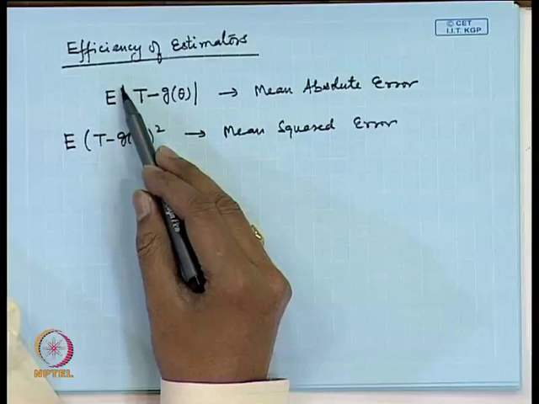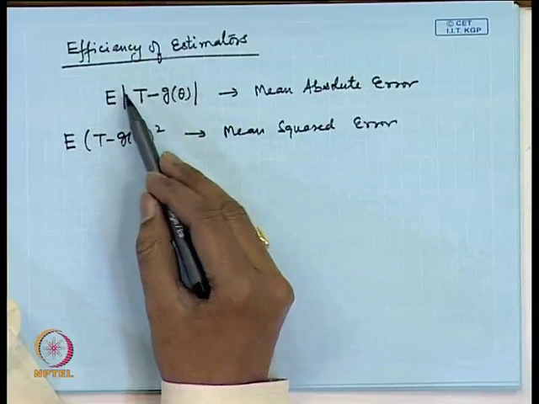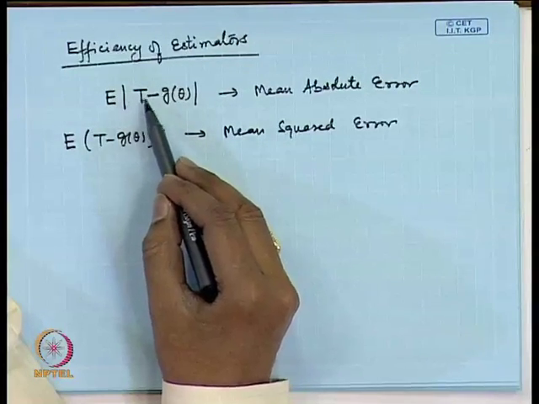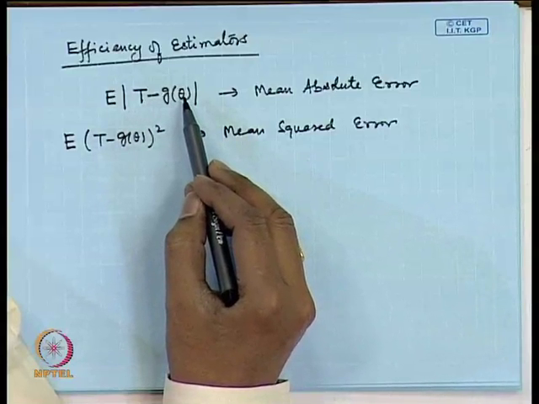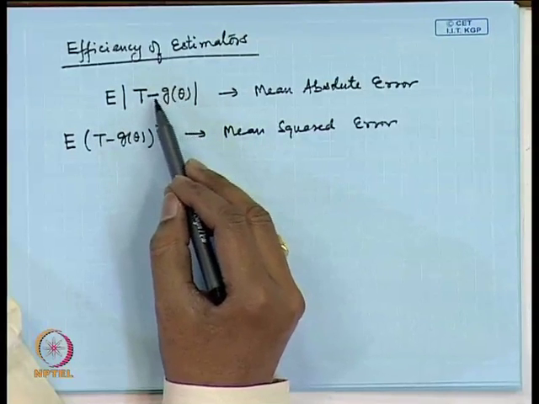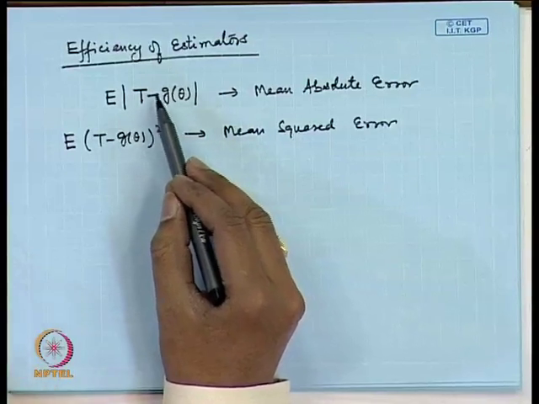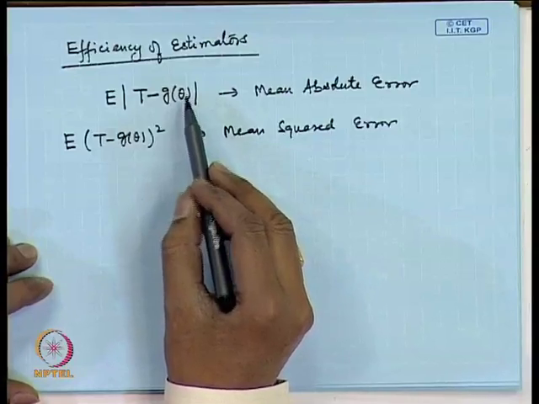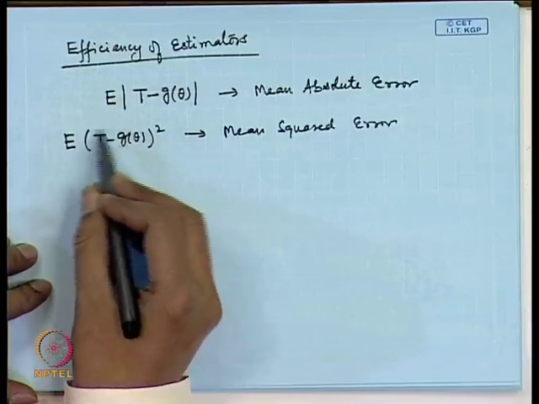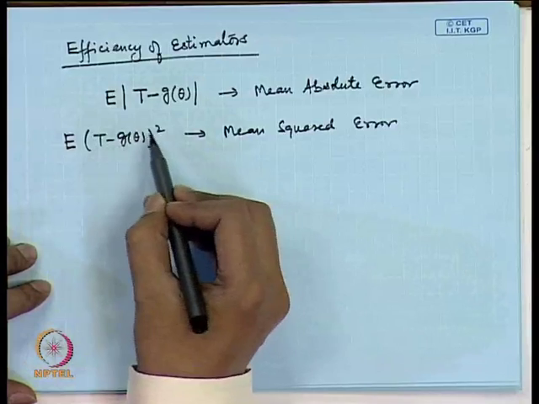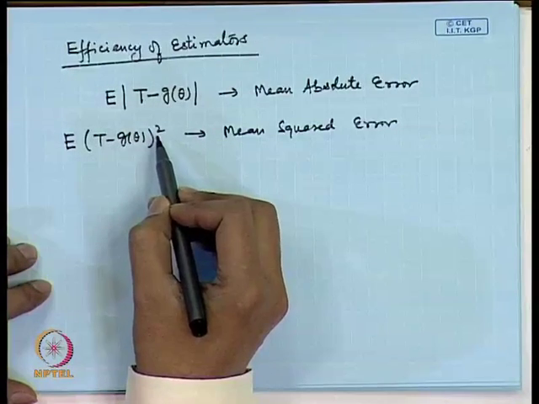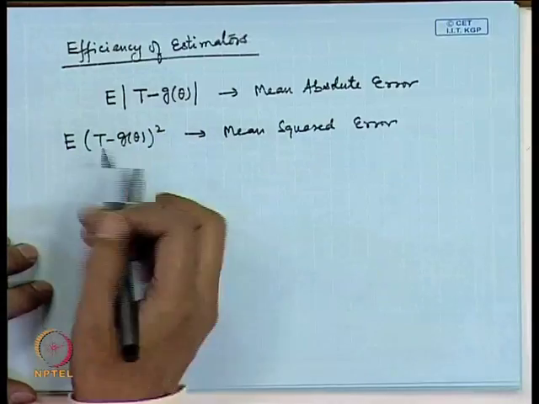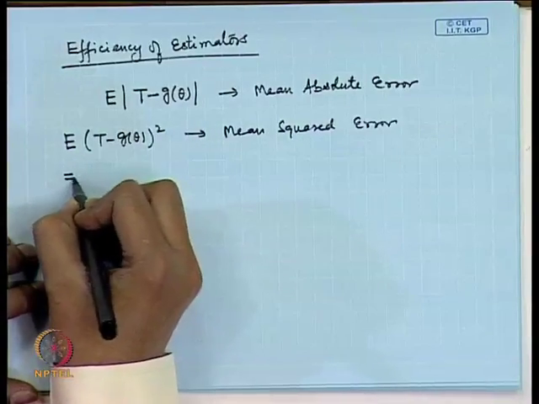Second point is that mathematically, this function is not easy to handle. The main problem is that the modulus function is not smooth, because it has a corner at t equal to g theta. Whereas, if we look at the mean squared error, it is easy to evaluate and it has a simple interpretation.